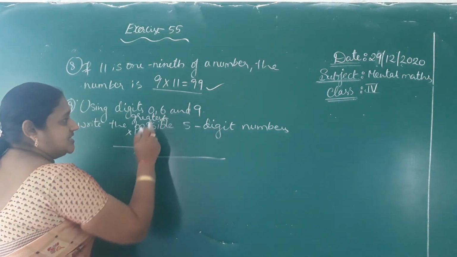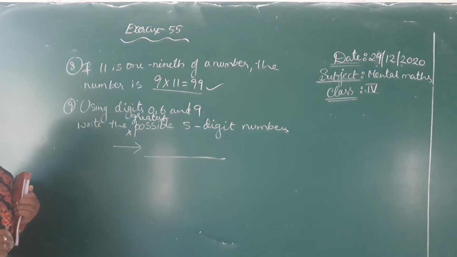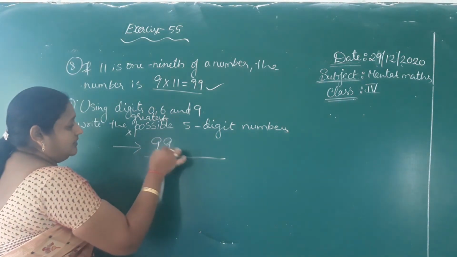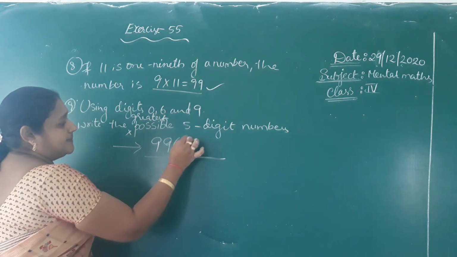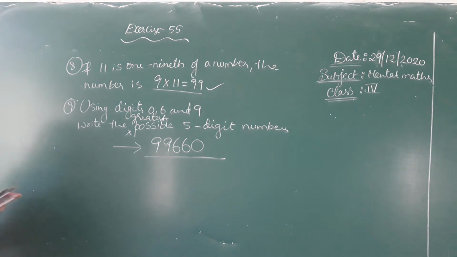So what are those digits? 0, 6, 9. In that, to write the greatest number, I am writing 0 only one time. So it's nothing but 99,660, the greatest possible number with those digits.